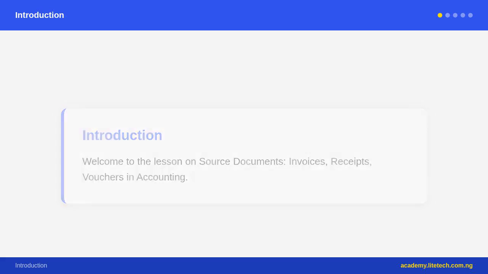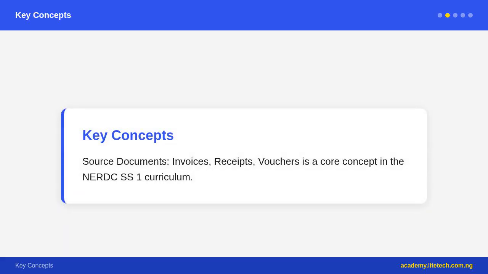Contents of an invoice: name and address of seller and buyer. Invoice number and date. Description of goods or services. Quantity and unit price. Subtotal, VAT, a value-added tax at 7.5% in Nigeria, and total amount due. Terms of payment, e.g. net 30 days.